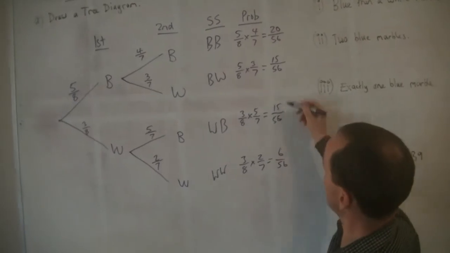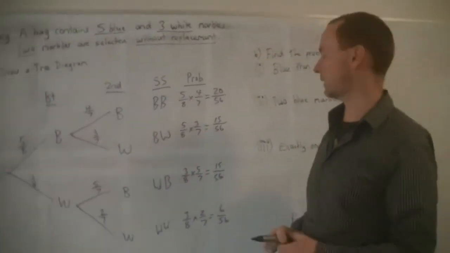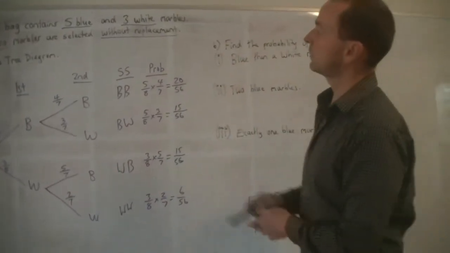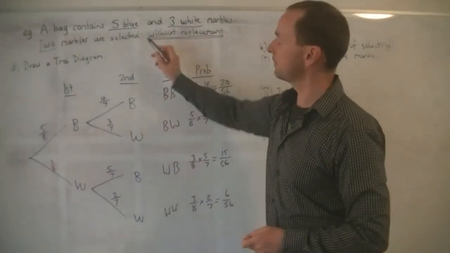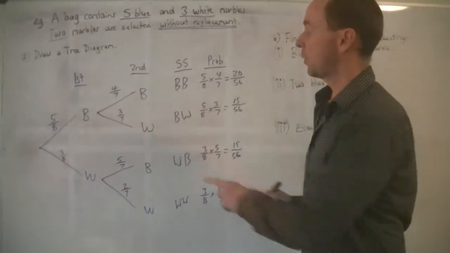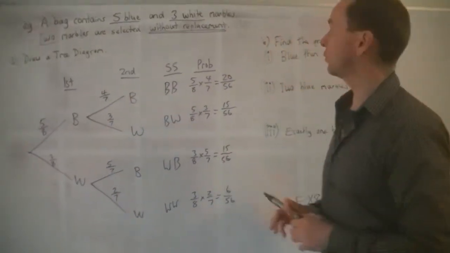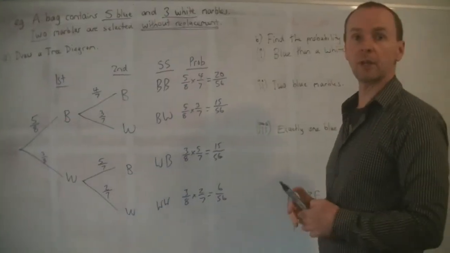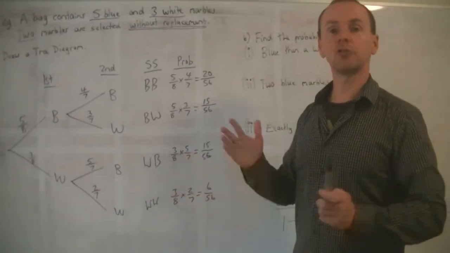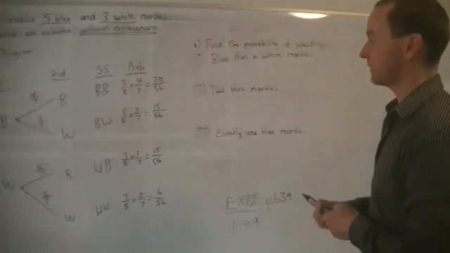So you notice they're all over 56. The textbook actually simplifies them first, makes it all complicated. So leave them like that. So excellent, we've got our probabilities there. So this is without replacement, remember? And that means that the second event is dependent on the first event. What happens in the first event is going to affect the second event. So they're dependent on each other. Whereas if I tossed a coin and rolled a dice, those two events are completely independent of each other.